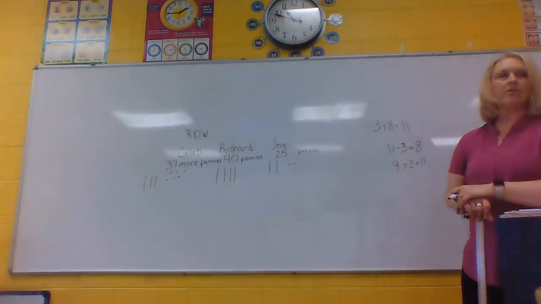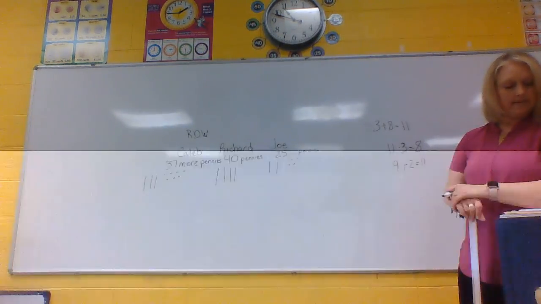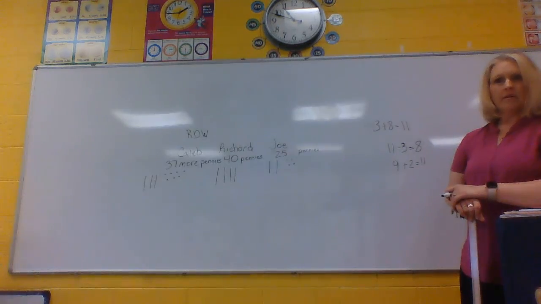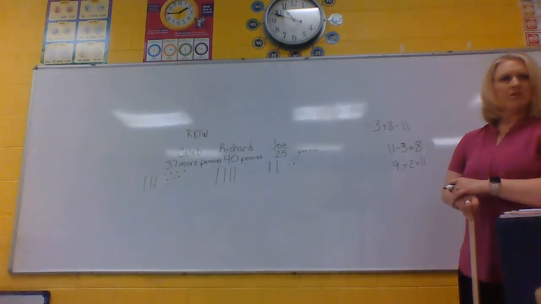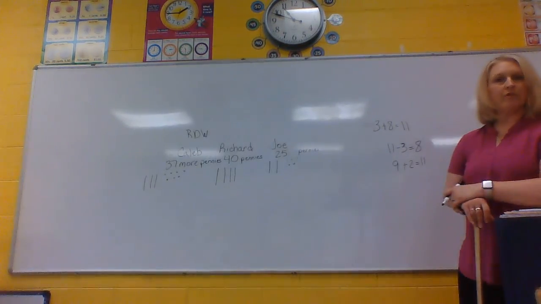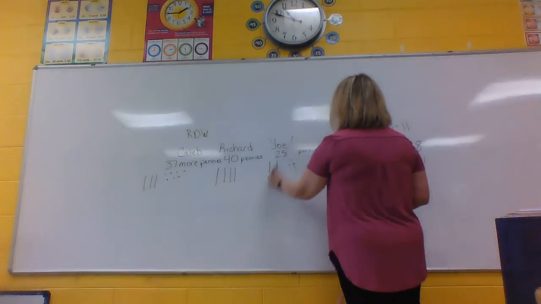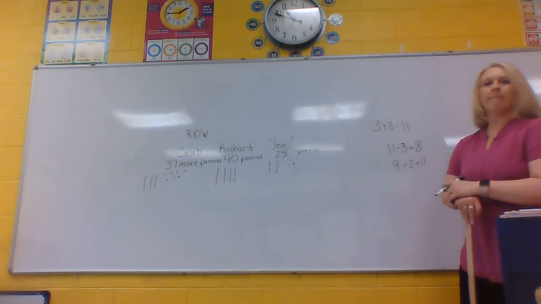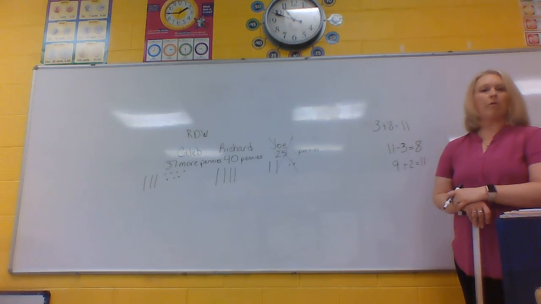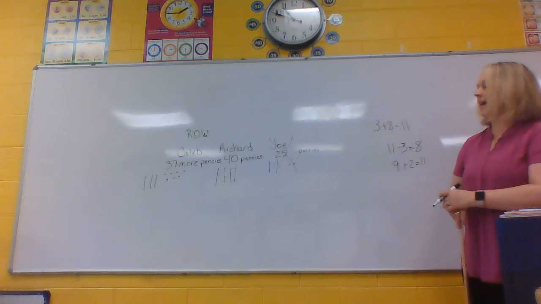I'm going to read the question. The question says, how many pennies does Caleb have? Does that question have anything to do with Joe? No. So do we need that information for Joe at all? No. So mark Joe out. Mark him out. We don't need that information. That's not what we're being asked. We're being asked to find out how many pennies does Caleb have.